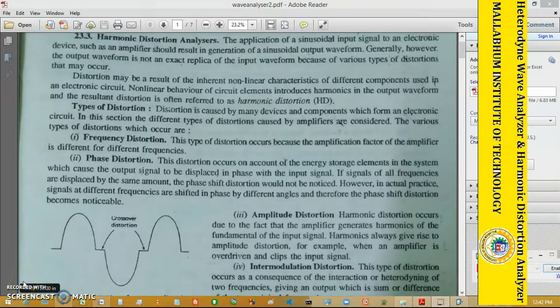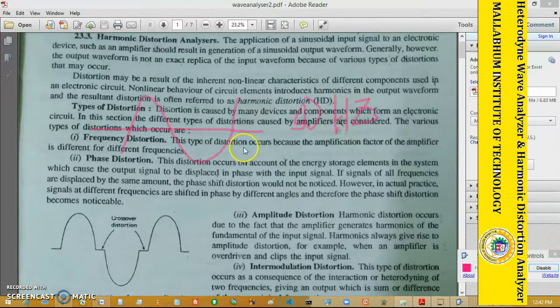Okay, now we will discuss the harmonic distortion analyzer. Now, what do you mean by the harmonics of a signal? Harmonics is defined in the case of signals and systems. Suppose this is your pure sine wave. Its frequency may be 50 hertz, a lab generated waveform.